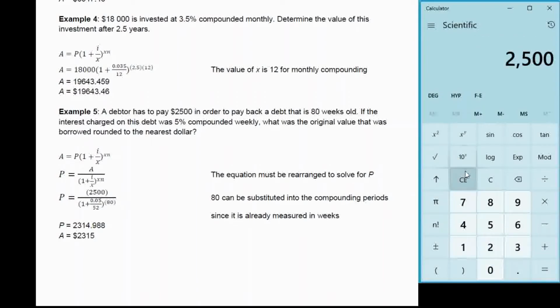Oops, I screwed that up. 2,500 divided by 1 plus 0.05 divided by 52. Close the bracket to the power of 80. And we end up with $2,314.99. Or, because we're asked to round to the nearest dollar, $2,315 was borrowed.